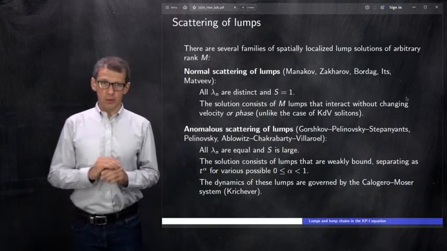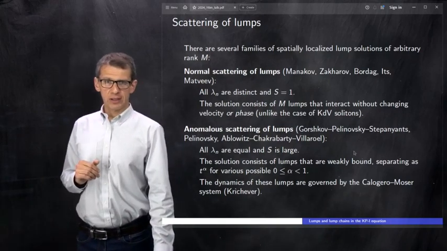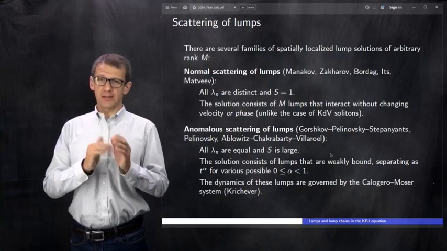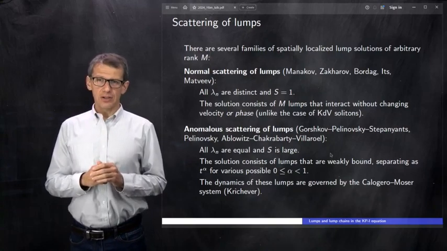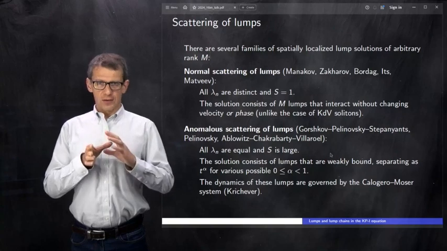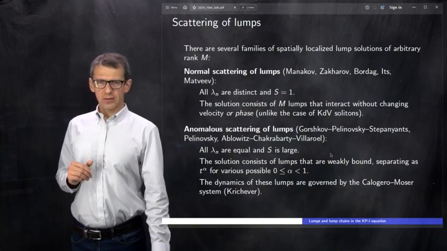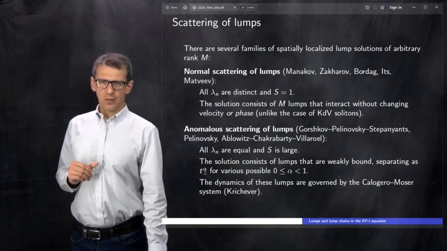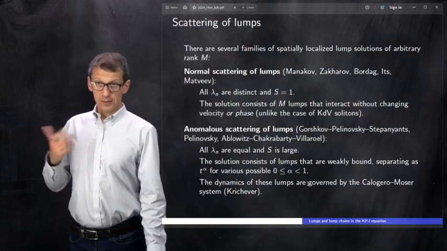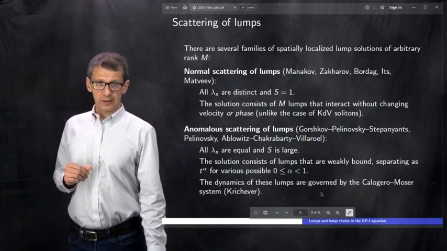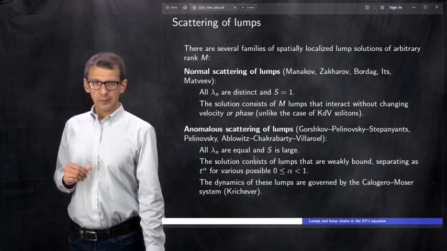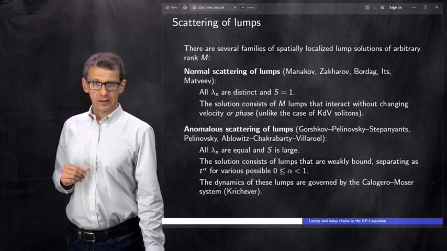Another thing you can do is take lumps and put them together, giving them asymptotically the same velocity. And so what you're going to have is solutions consisting of lumps which are weakly bound. They separate as a power of time, which is less than 1. Everything turns out to be governed by the Calogero-Moser system. And in particular, alpha here can be 0.